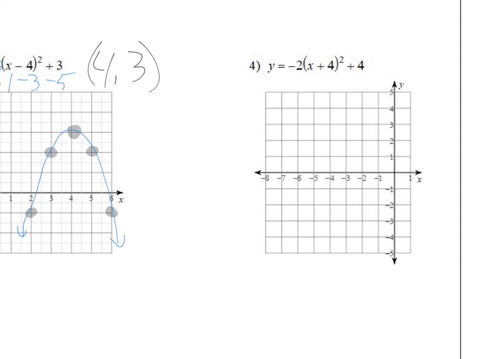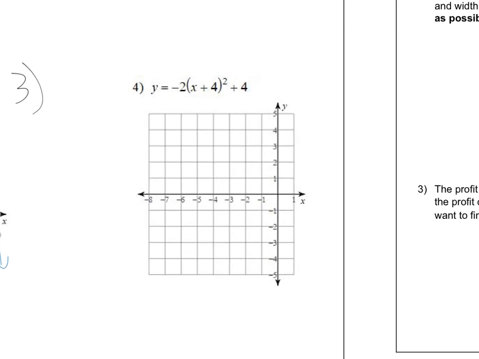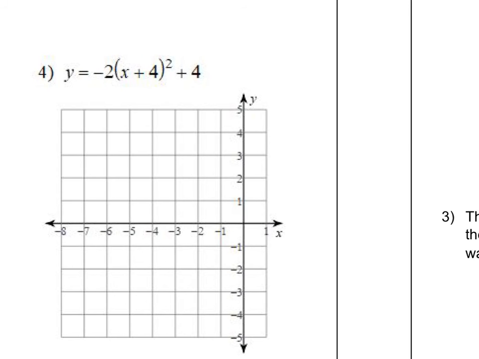All right, last one. Negative 2 times the quantity x plus 4 squared plus 4. So I'm seeing a vertex of negative 4 comma 4. Didn't have to do any math, just got to look at it and get that. And then we're going to have a downward opening parabola following a 2, 6, 10 pattern.